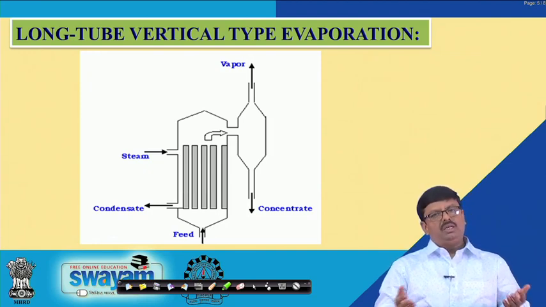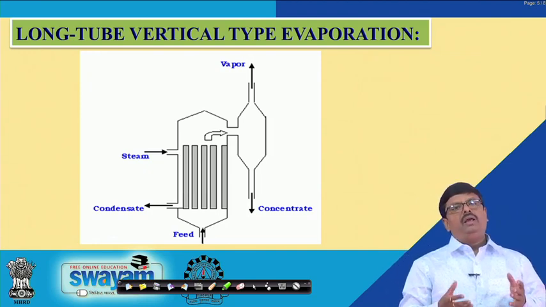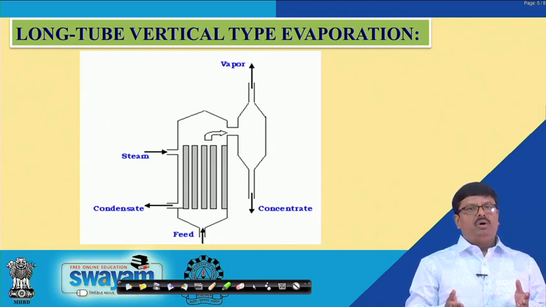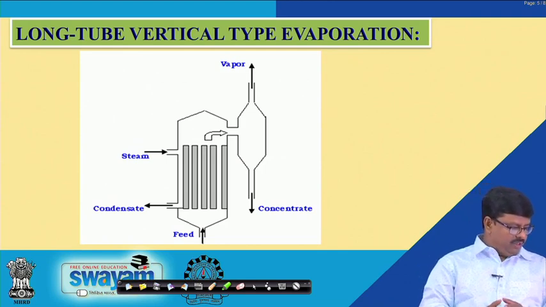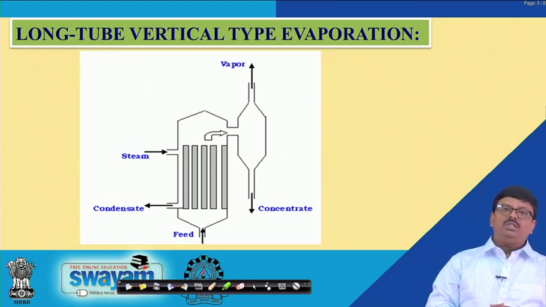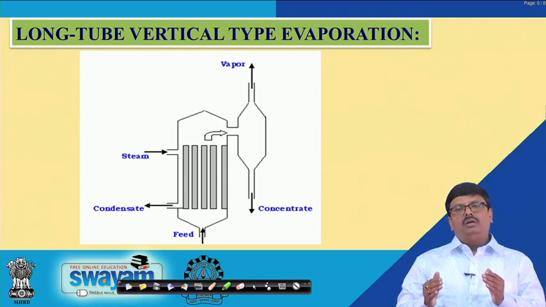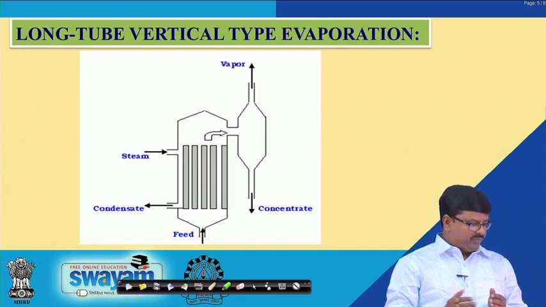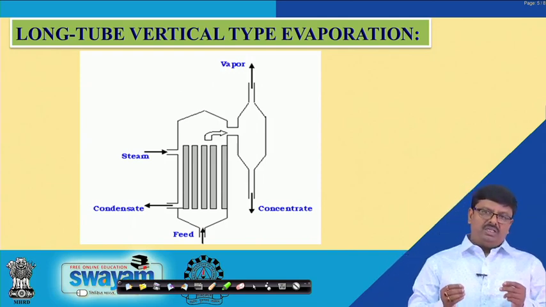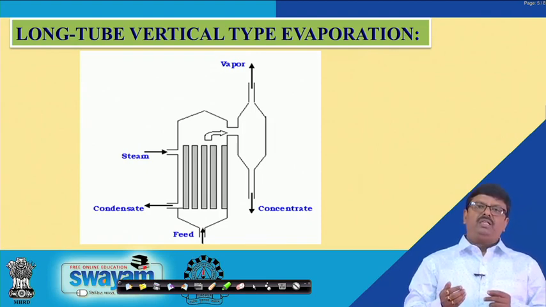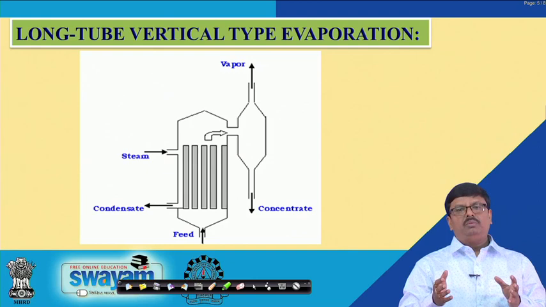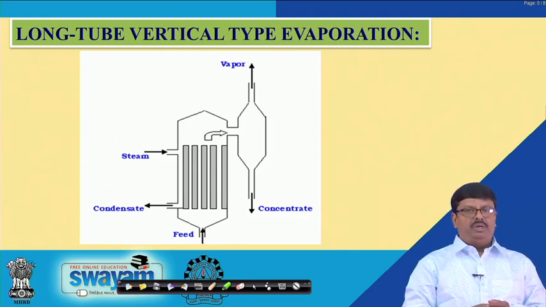And what is the advantage? Basically the advantage is a higher heat transfer rate in the case of this long tube vertical type evaporator. This evaporator is generally used in the paper and pulp industry for concentrating the liquor, I mean the black liquors generally used in paper and pulp industries. So, for enhancement in concentrating this black liquor, the long tube vertical type evaporator is used in paper and pulp industries.